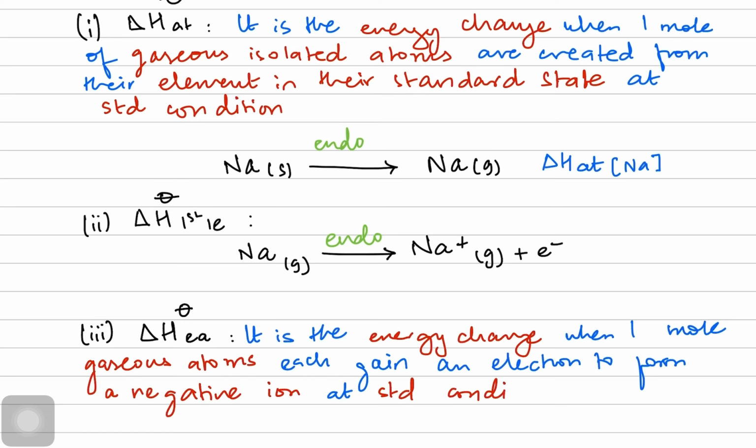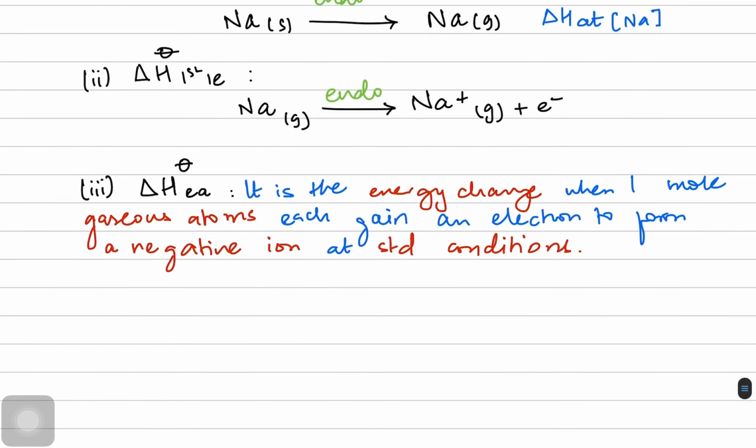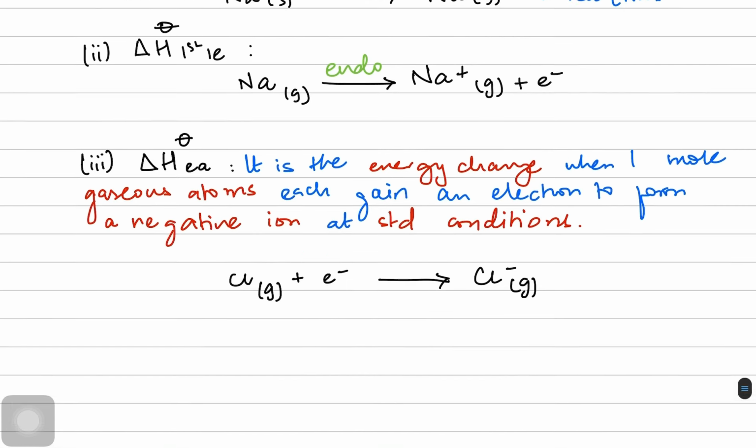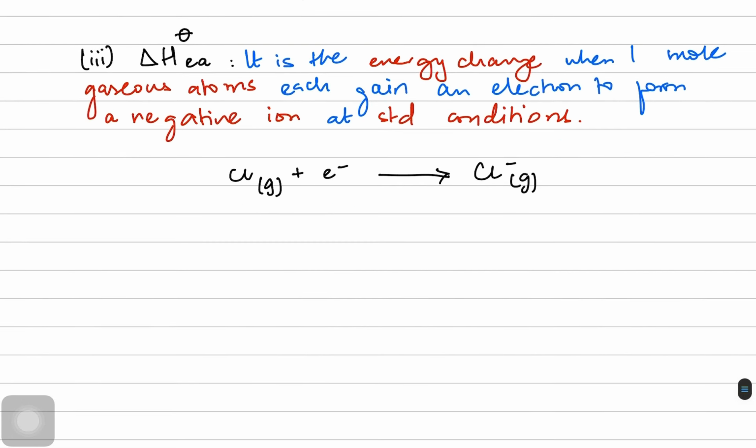So here you are making the chlorine gain an electron. Chlorine atoms were gaseous. They gained an electron and now they are chloride gaseous ions. Here basically the process is exothermic. Now you can ask why.